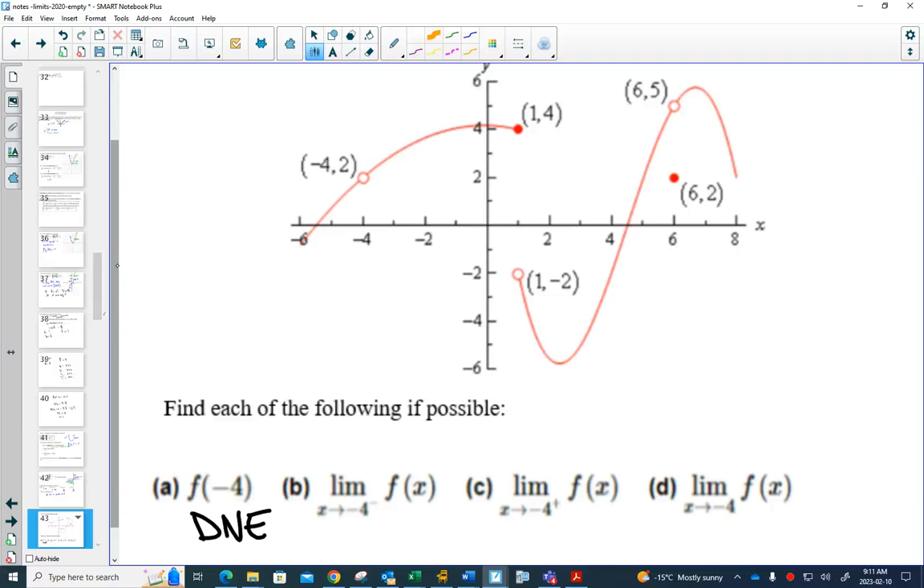If I go to -4 from the left-hand side, can you see that you are getting close to 2? -4 from the right-hand side, close to 2. And since the left side and the right side are the same, then we would say the limit also gets close to 2.